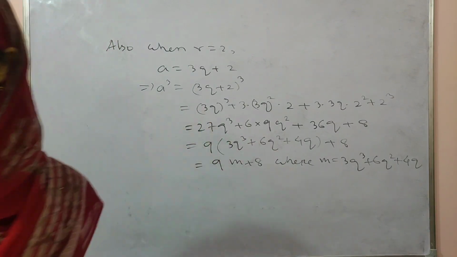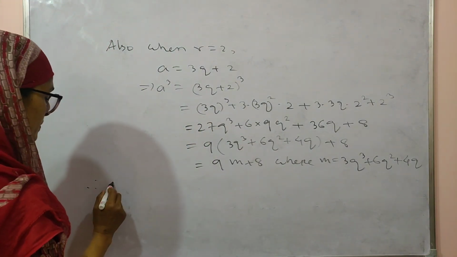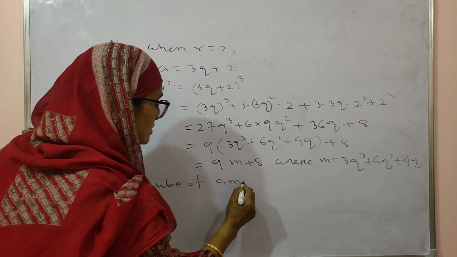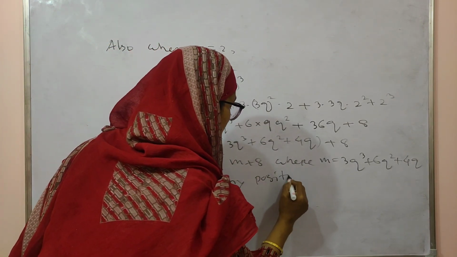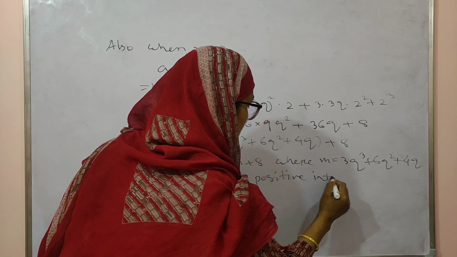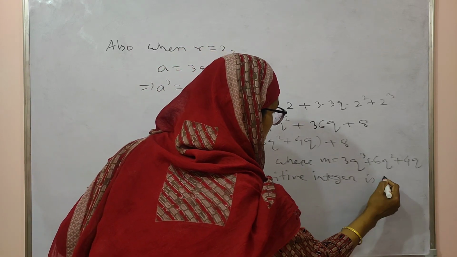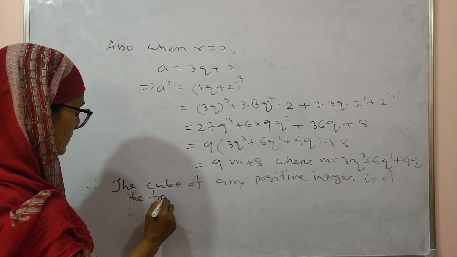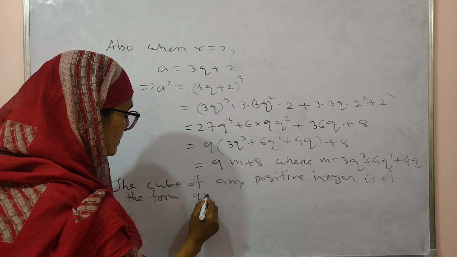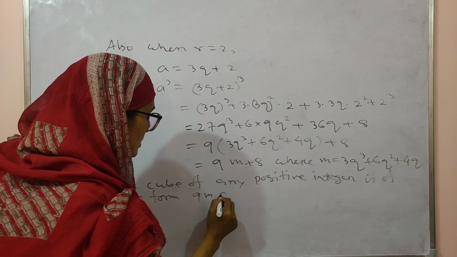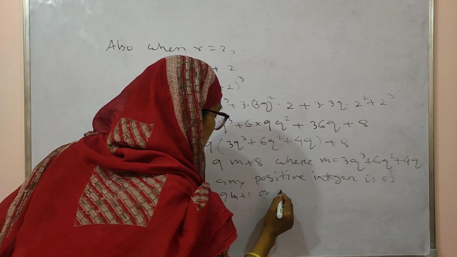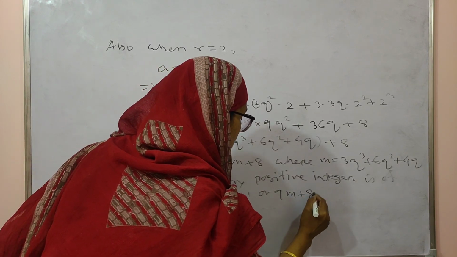Write down. Lastly, you have to write: therefore the cube of any positive integer is of the form 9m, 9m plus 1 or 9m plus 8.